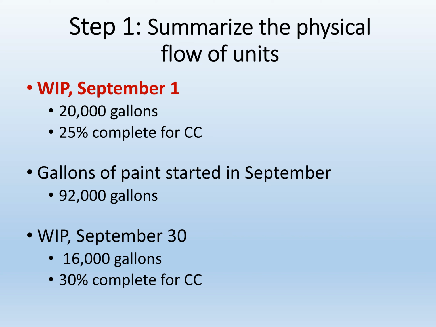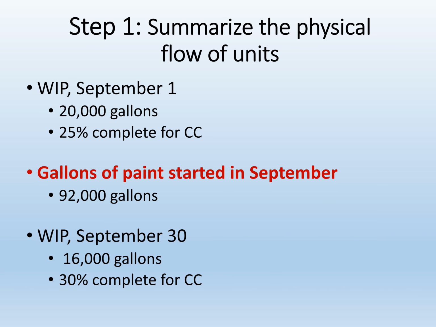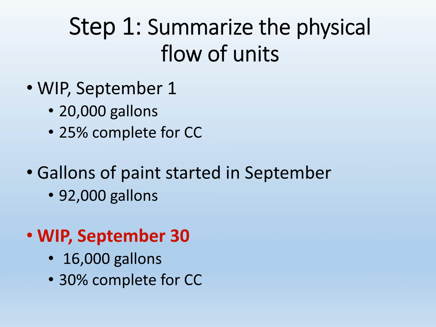We're told that the firm started September with 20,000 gallons of paint already in the work in process in the mixing department. This paint was 25% complete for conversion costs. During September, we started another 92,000 gallons of paint. And at the end of September, we had 16,000 gallons of paint left in the work in process, 30% complete for conversion.